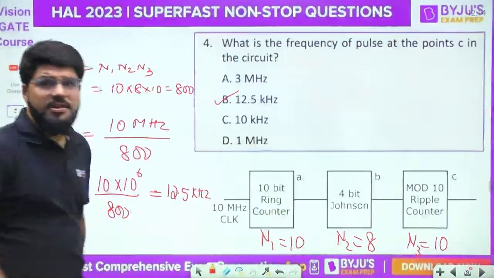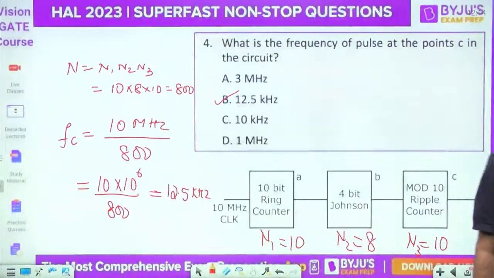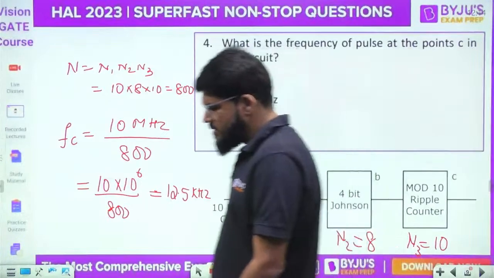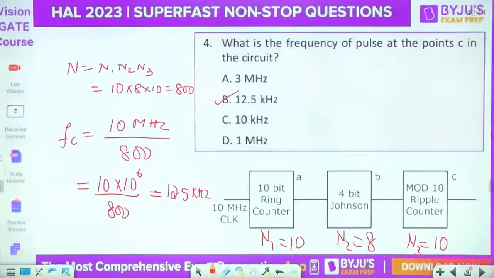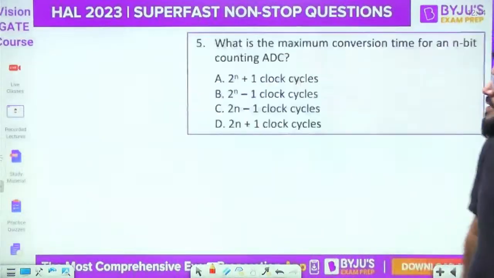12.5 kilohertz, option number B. Yeah, Bhanu Prakash, very correct answer. Option number B, that is the 12.5 kilohertz is the very correct answer. Move करते हैं next question की तरफ.